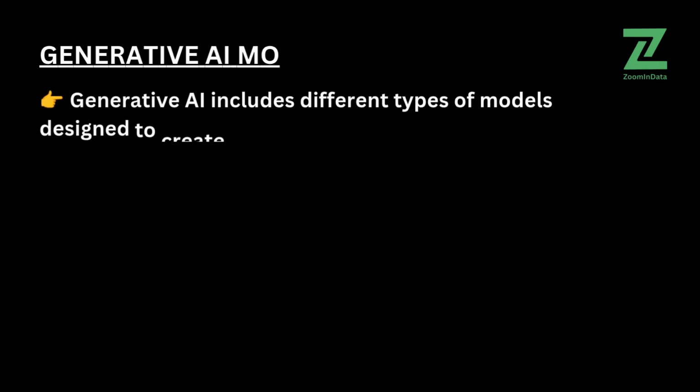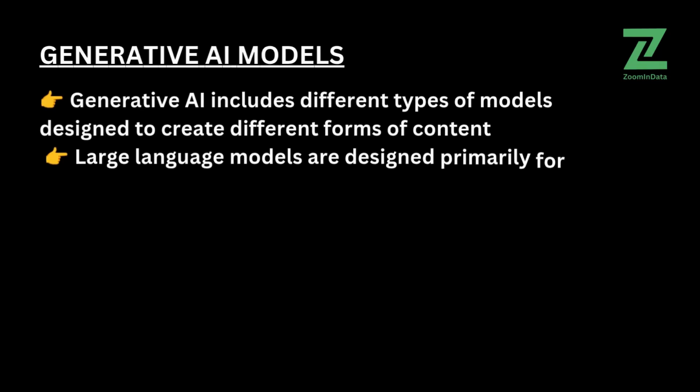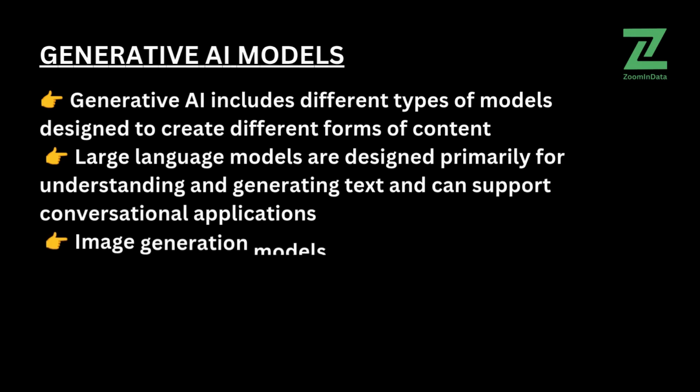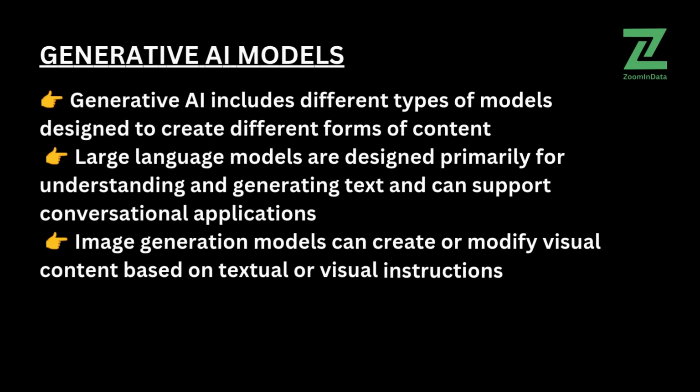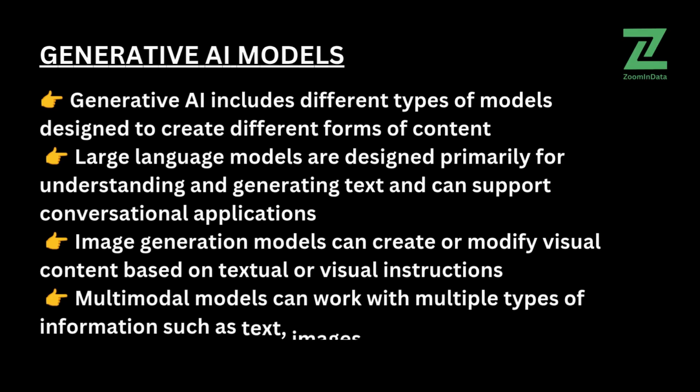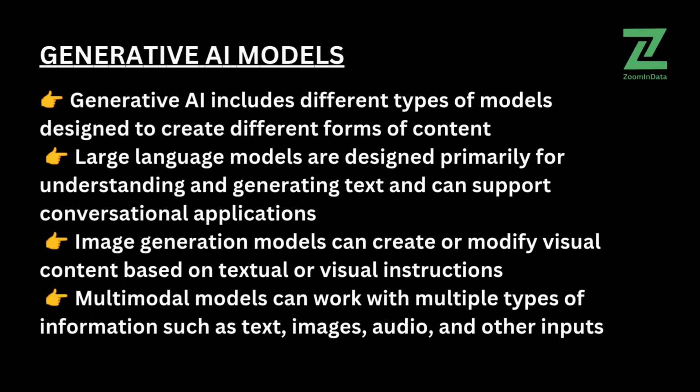Generative AI includes different types of models designed to create different forms of content. Large language models are designed primarily for understanding and generating text, and can support conversational applications. Image generation models can create or modify visual content based on textual or visual instructions. Multimodal models can work with multiple types of information such as text, images, audio, and other inputs.